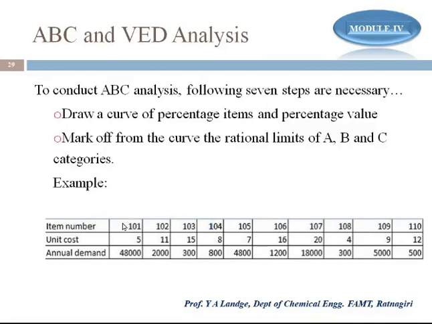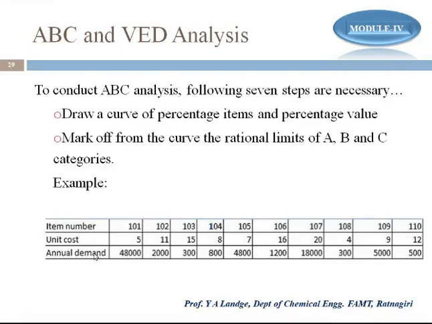You may give it a name or you may have a coding. Here coding is given, so it is item 101, 102, 103, 104 up to 110. It means a total of 10 items are here. Now what is the unit cost of these items? For 101 it is 5 rupees. For item 102, it is 11 rupees. Likewise, up to 110, they give the unit cost of the item.